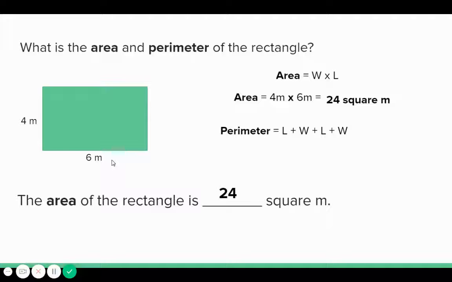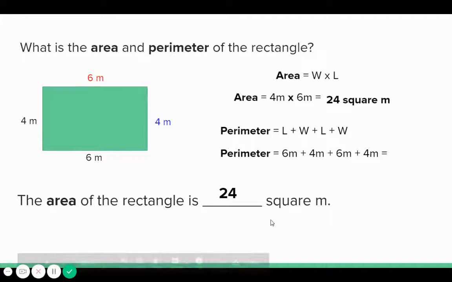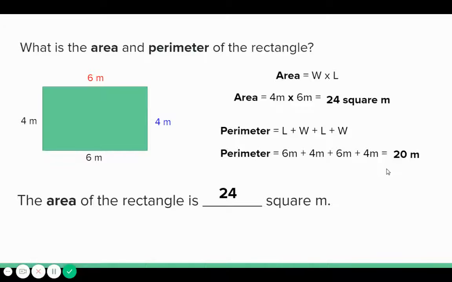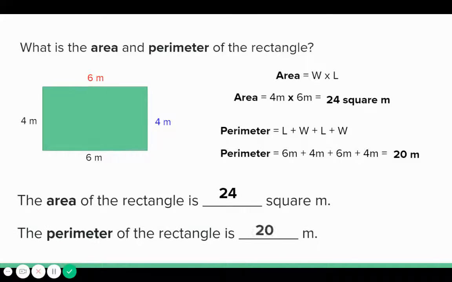Since I know it's a rectangle, I know that opposite sides are congruent, or equal. Therefore, all I have to do is label them 6 and 4. So now I have 2 lengths and 2 widths. All I have to do is add them all. So 6 meters plus 4 meters plus 6 meters plus 4 meters makes 20 meters. So the perimeter of the rectangle is 20 meters. The area of the rectangle is 24 square meters, which represents the number of squares of 1 meter that fit inside that rectangle, whereas the perimeter is just the distance it takes to go around that shape, and that is 20 meters.